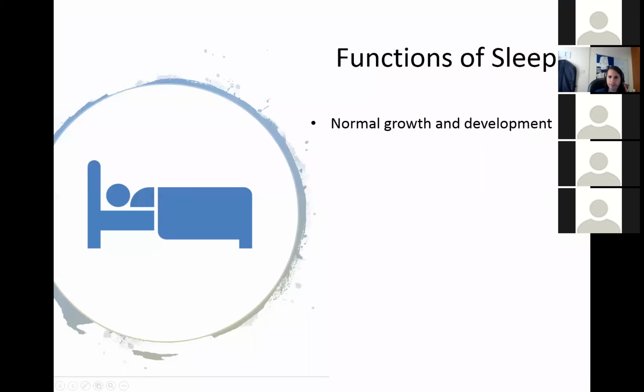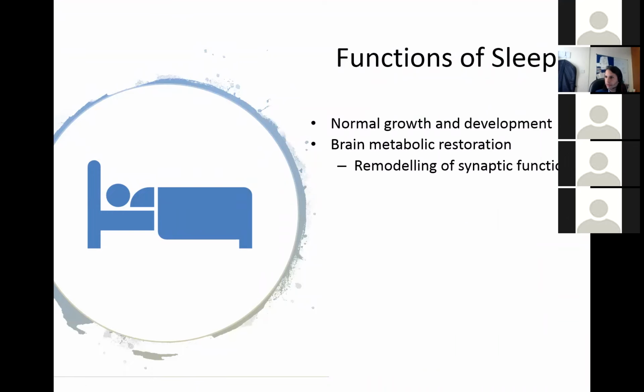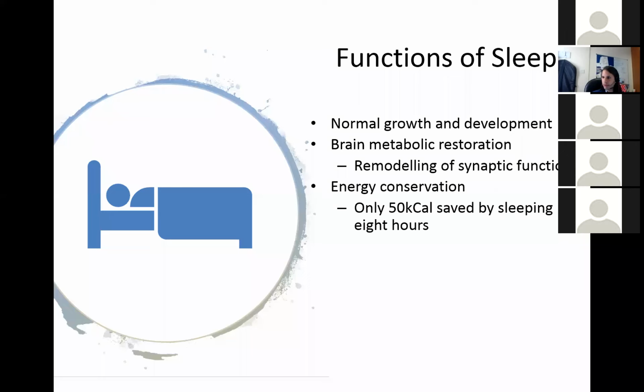So functions of sleep are normal growth and development, brain metabolic restoration, and we think that it remodels synaptic function. It's a fallacy that we conserve energy during sleep because you only save 50 calories by sleeping 8 hours, so it doesn't actually stop you expending energy. It enforces immobility, which is a good thing. Everyone needs to rest their muscles.